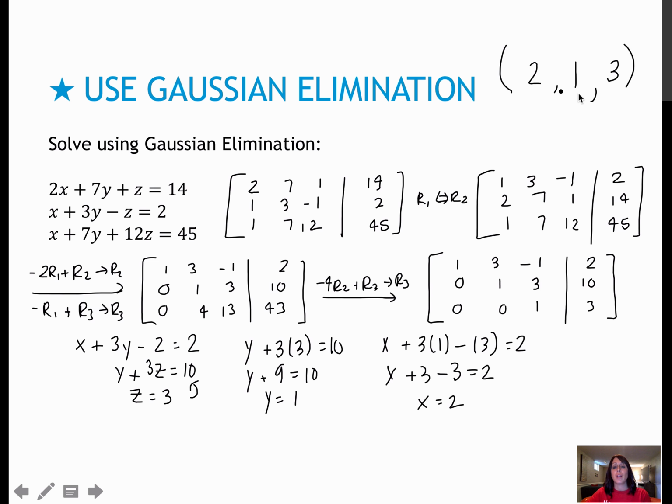Remember that whenever you find a solution, you can plug it back into any of the original equations to make sure that you did the math right.